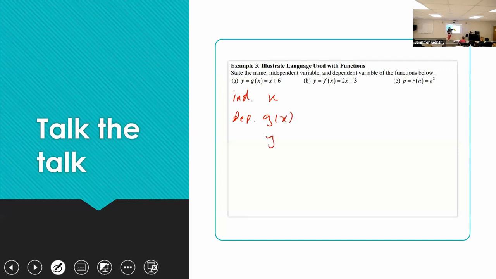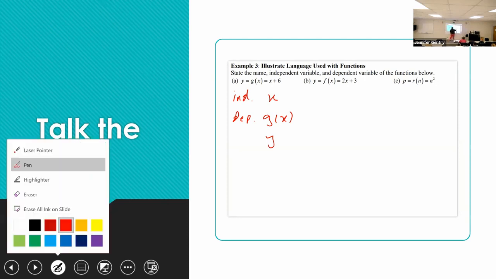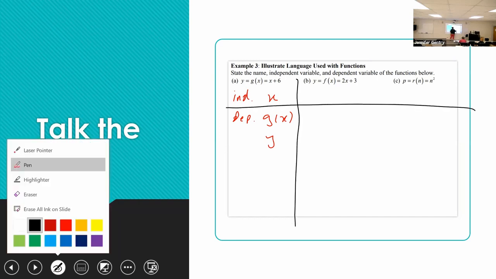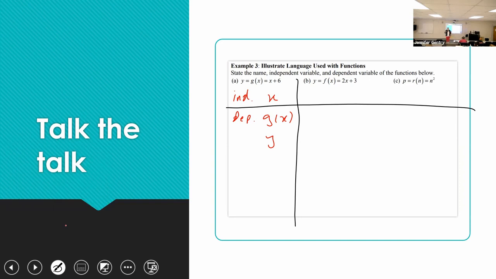Okay. So the second one, very similar. We're calling it f of x. Which one's my independent? X. Which one's my dependent? Since I wrote it on the board already, it's fine. My y is dependent.